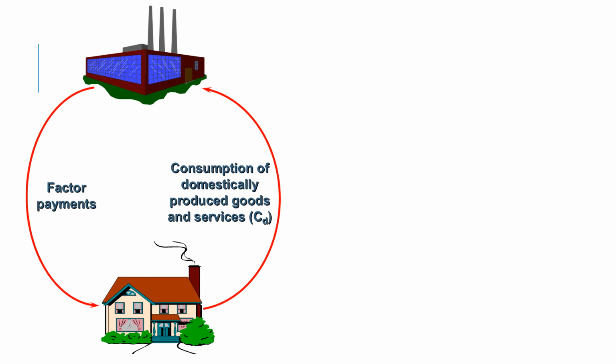So we're going to broaden this. This is what we call a simple closed economy. All we have is firms and households. But in reality, it's a little bit more complex than that, the flow of money around the economy. We're going to introduce three different sectors. The first sector we're going to introduce is the financial sector.